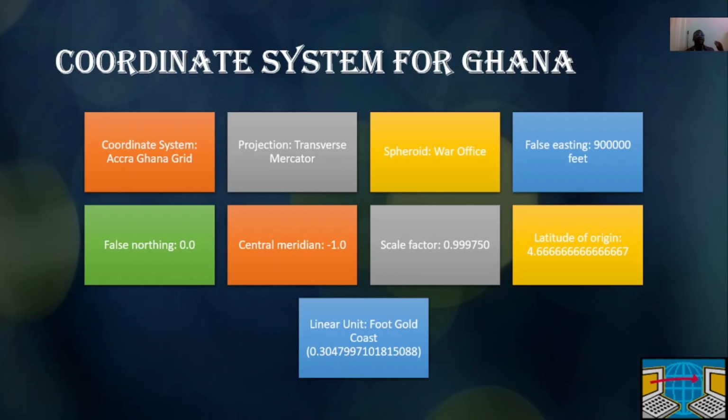But if I'm working in ArcGIS Pro or ArcMap, the coordinate system becomes WGS 1984 UTM zone 30 north. But then if I move to GeoJSON, I have to keep these figures in my mind: 32630. When you get to the QGIS environment, they usually take into consideration three coordinate systems. We have the Accra Ghana grid, then the Ghana meter grid as well.